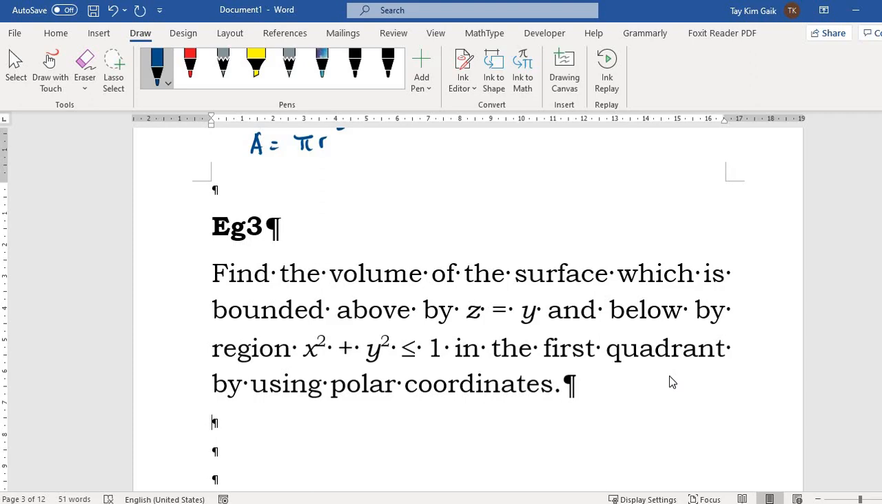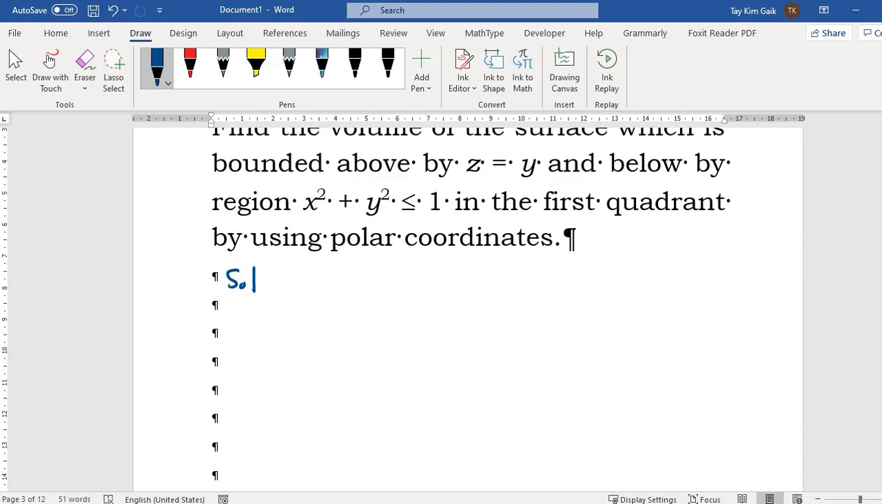Okay, recall the volume. Volume using a double integral is basically the double integral of f(x,y) dA over region R, and f(x,y) is equal to z. In this case z is y, so f(x,y) is equal to z and z equal to y. So your volume is given by the double integral of y dA over region R.